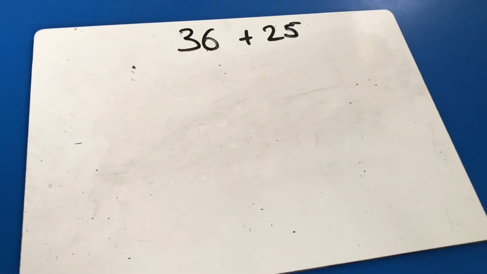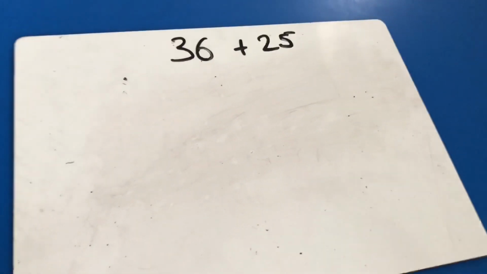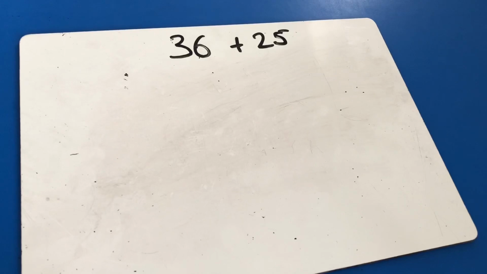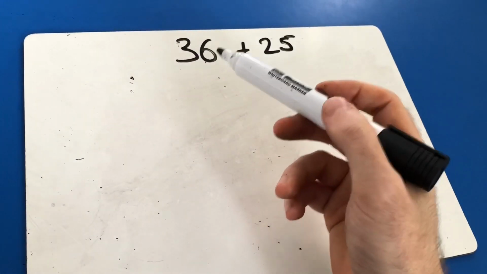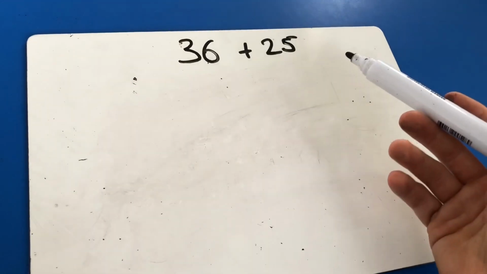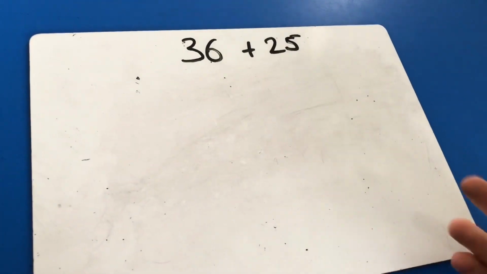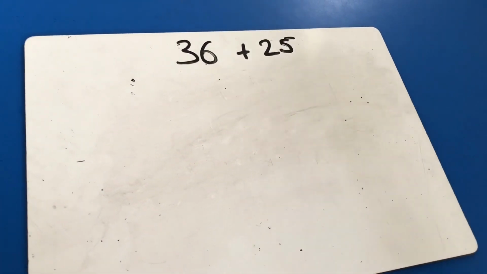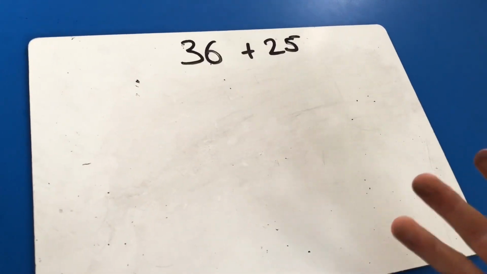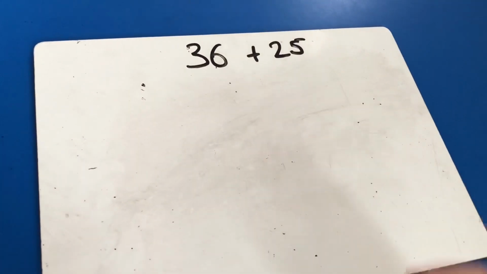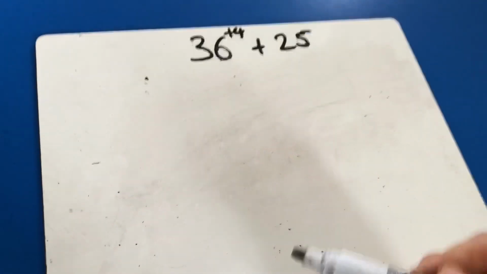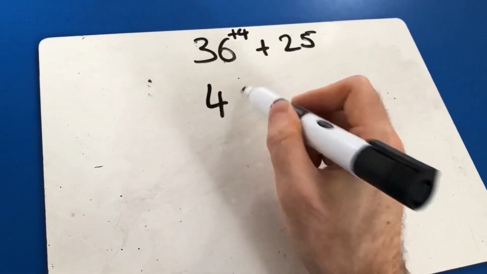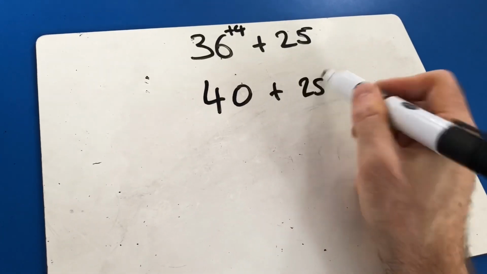Now final method is something called transformer. Transformer is when you add to either number in the sum to make it into a 10, like a 10, 20, 30, 40, 50, 60, whatever, because they're easier to add. So, for example, I could say 36. I know that 36 add 4 is going to give me 40. So really what I've got is 40 add 25.